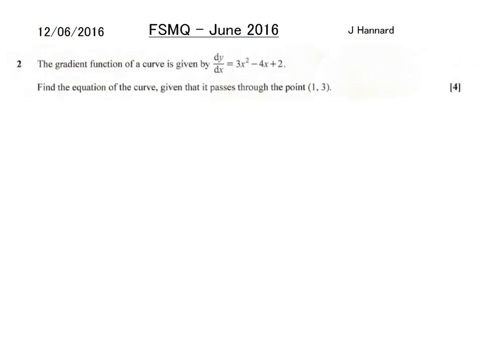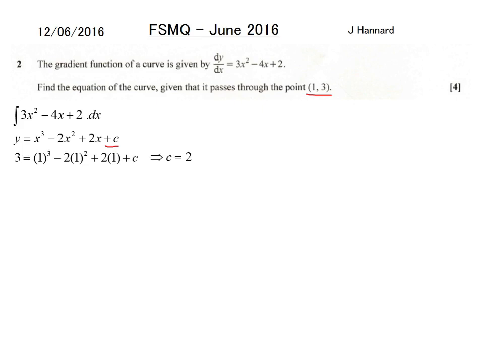Question 2 then. The gradient function of a curve is given by dy/dx equals 3x squared minus 4x plus 2. Find the equation of the curve given that it passes through the point (1, 3). So the first thing we have to do to get back to y is integrate the gradient function with respect to x. So we add 1 to the power, divide by the new power, but don't forget your plus c. We've been given some information in the question, so where we see a y, we can put a 3, and where we see an x, we can put a 1. So we do that. Rearranging, we can see c is 2, and then rewriting it in y equals form for the examiner, you end up with that.